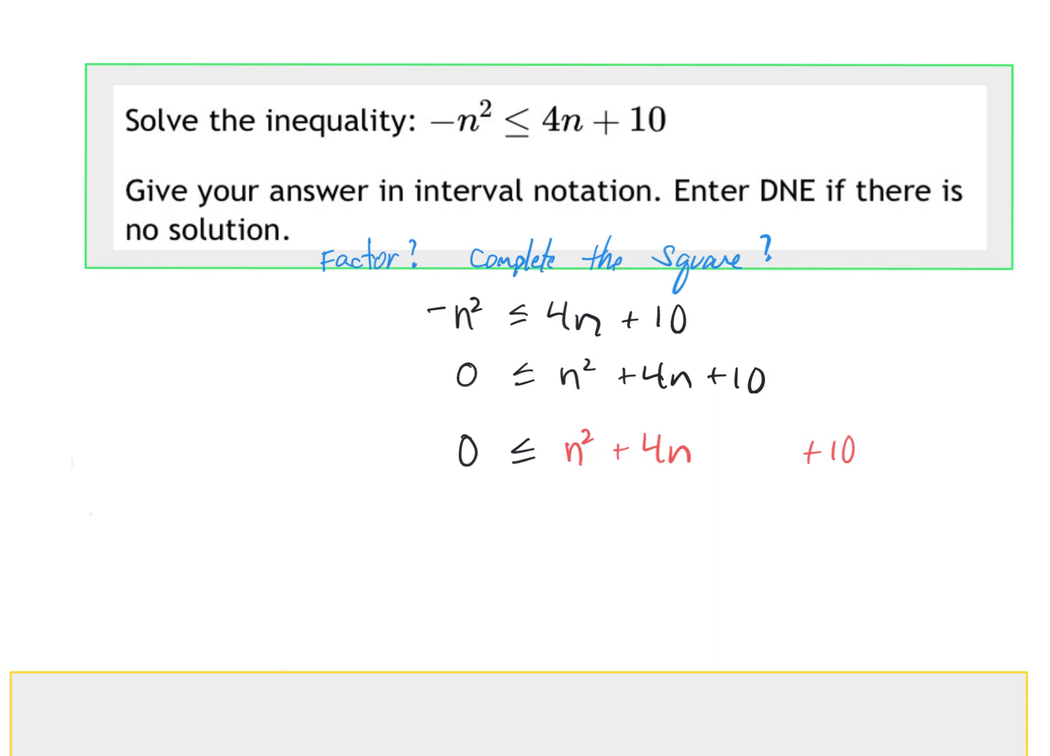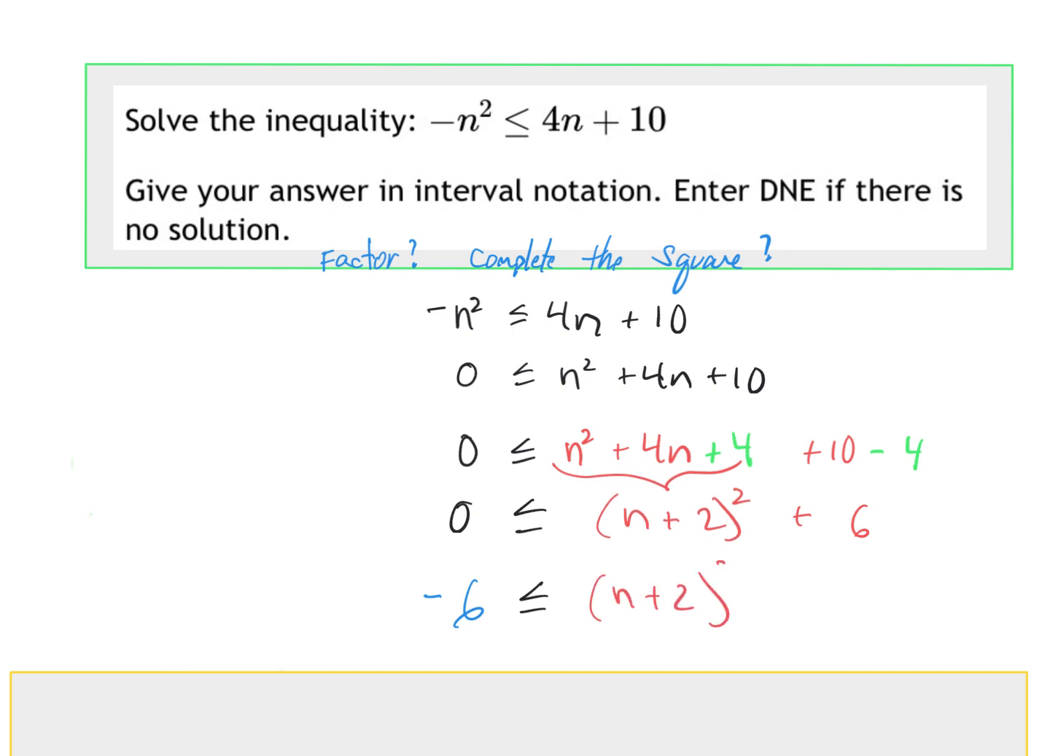I'm assuming that you know how to complete the square, so I won't talk at length about it, but if you have any questions, let me know. So half of 4 is 2, and 2 squared is 4. So we'll add 4 and subtract 4. So now 0 is less than or equal to, and this simplifies to n plus 2 squared, and 10 plus 4 is 6. Alright, now let's subtract 6 from both sides, and we get -6 is less than or equal to the quantity of n plus 2 squared.